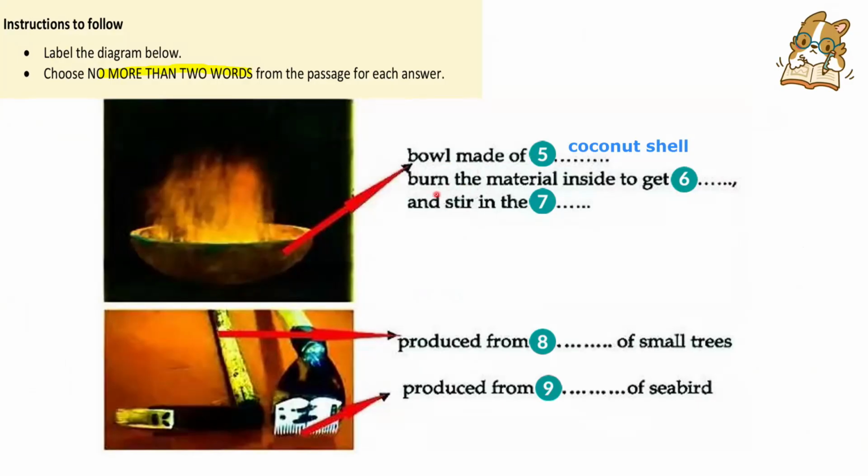Now let's go to number 6: burn the material inside to get. One best thing you have to remember is to focus on the word before the number, or the word before the word that we are looking for, because it is a very big clue to find the word. So we have to look for synonymous words or keywords. So burn, something that we burn the material to get.